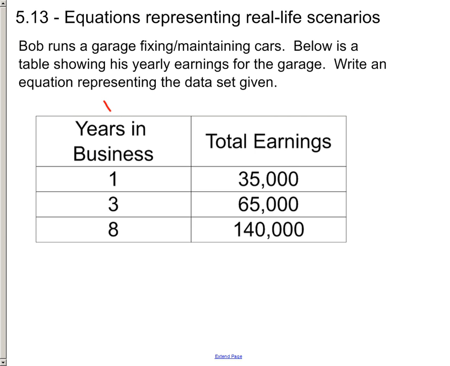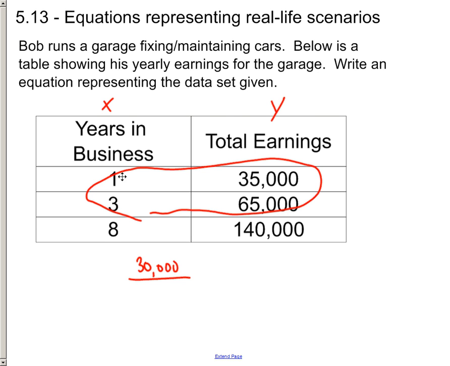First column is going to be x. Second column is going to be y. We're going to find 2 points on this to find the slope. So I'm going to choose the 2 smaller numbers here. 65,000 minus 35,000 is 30,000. So that's my y minus y. And then 3 minus 1 is 2. So my slope is going to be 15,000. And I'll put an m right here just that way I can remember that.